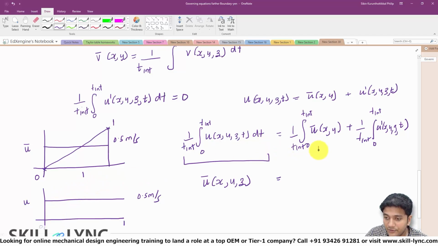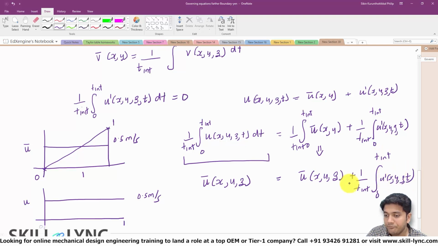In other words, this quantity is also going to be u bar of x, y, z, plus your 1 by t int, integral 0 to t int, of u prime of x, y, z, t. This and this are going to get cancelled, and we can say that whenever we are doing a time integration on our fluctuating components, that integration is always going to result in 0.